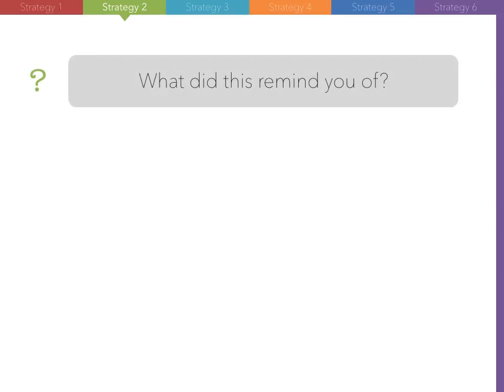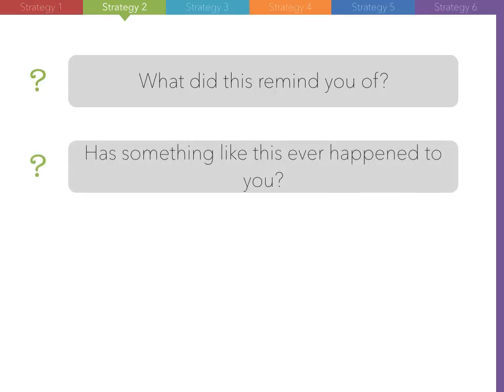Again, there are key questions that you can ask in your classroom to try and help learners apply this strategy and to develop this thinking pattern so that learners will eventually be able to apply this strategy on their own without you prompting them. So one of the questions is, what did this remind you of?